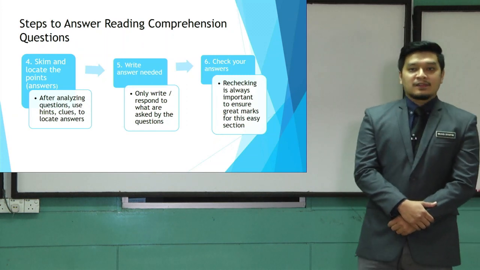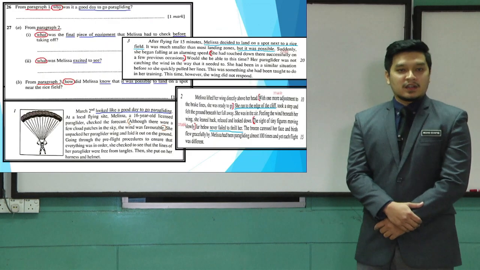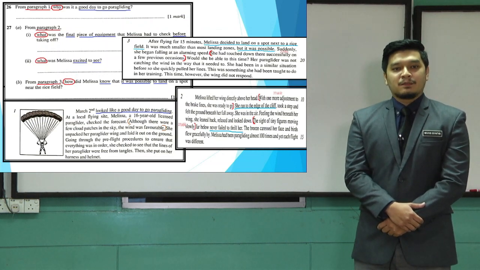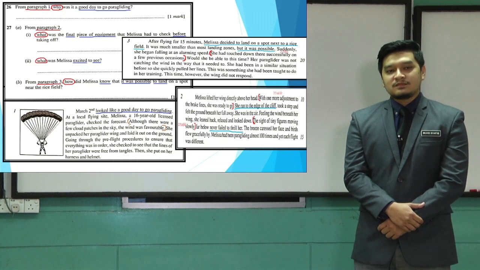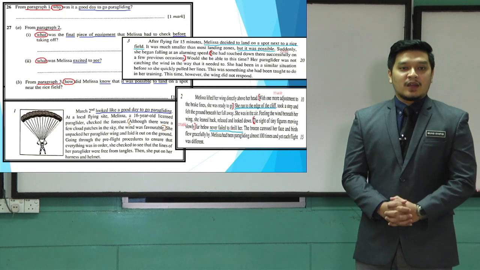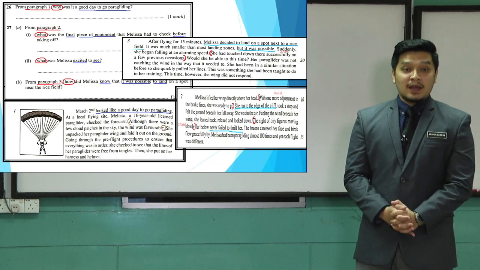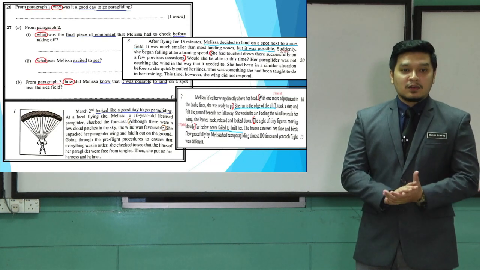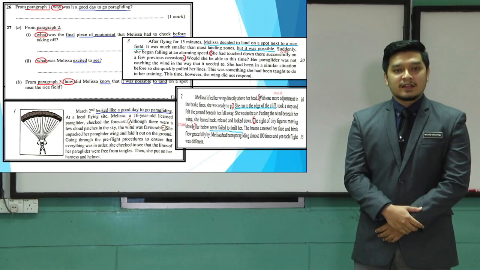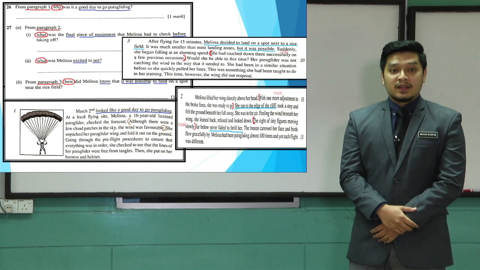Alright, let's have a closer look at the questions. Question 26. From paragraph 1, why was it a good day to go paragliding? Remember, one of the steps that I've shared with you is to analyze the question and to pay attention to the number of paragraphs stated in the question. For question 26, we know that the location of the answer will be in paragraph 1.